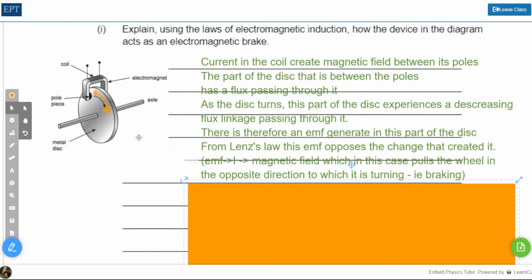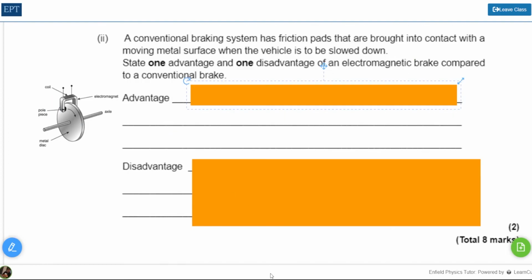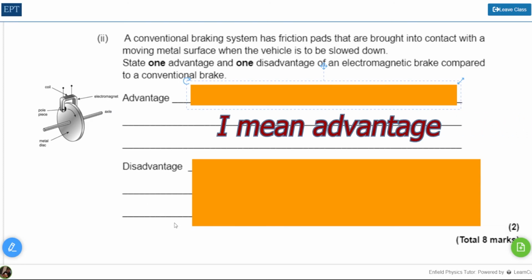And of course, as the piece of the wheel moves out from under the poles of the magnet, another bit comes up from behind to replace it. So this is a continuing process. What a great question. So in the last part of this tremendously brilliant question, we're asked to compare a conventional braking system with pads and the electromagnetic brake. So what's the advantage of the electromagnetic brake?